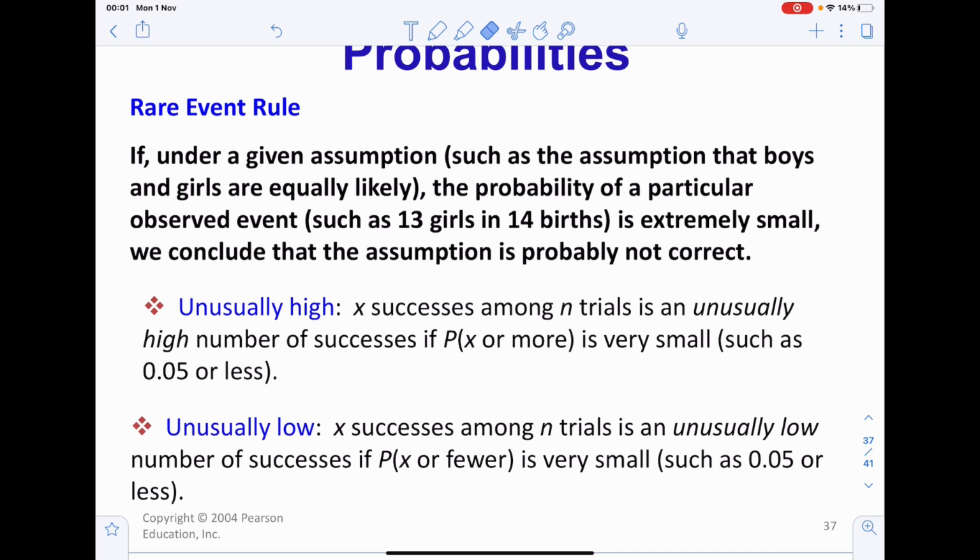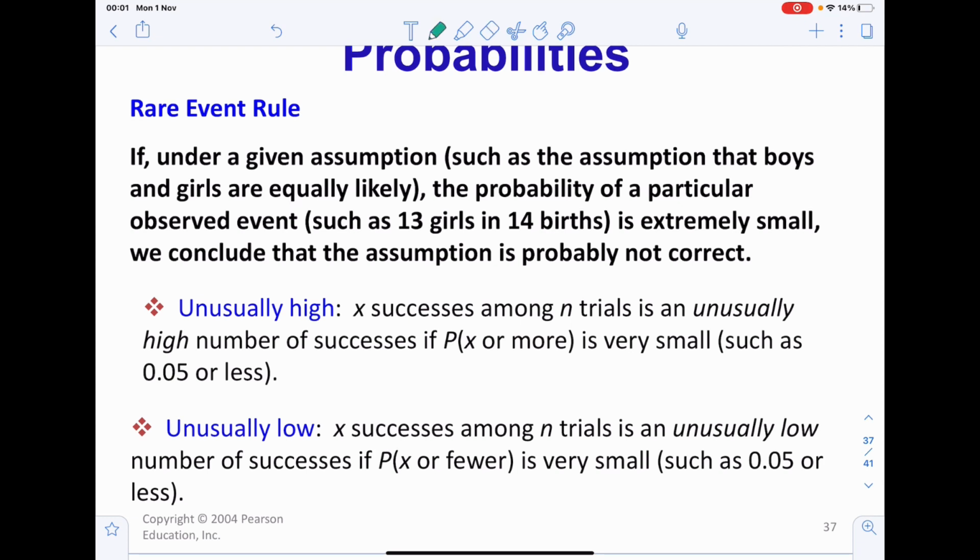Now, if we have an assumption that getting a boy or a girl is equally likely, meaning the probability of getting a boy or a girl is the same. Okay, so the probability of a particular observed event such as getting 13 girls in 14 births, meaning that I get 13 girls in 14 births, is really extremely small. This probability is very, very low. So we conclude that the assumption, our hypothesis, is probably not correct.